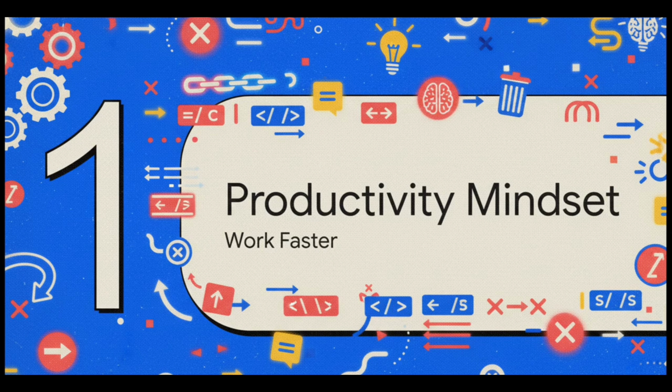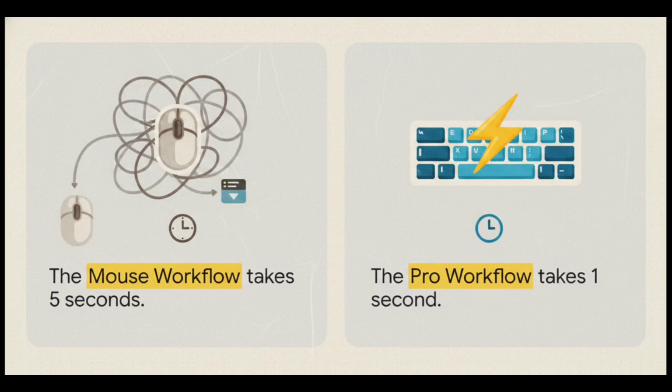Kicking things off with section 1, the productivity mindset. We need to completely reframe how you think about getting work done, because true productivity isn't actually about typing faster. It's about removing unnecessary actions. Just look at this side-by-side comparison. A typical mouse workflow to save a document takes about 5 seconds. You stop, navigate to File, hit Save, and move your hands back. But the Pro workflow? Instantly pressing Ctrl+S, a 1-second keyboard snap. We're literally just removing the friction.